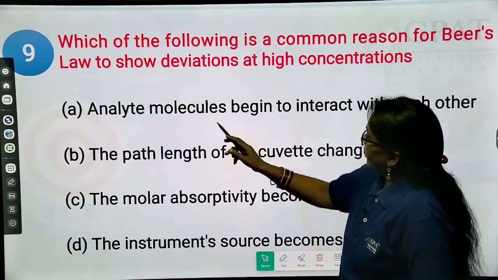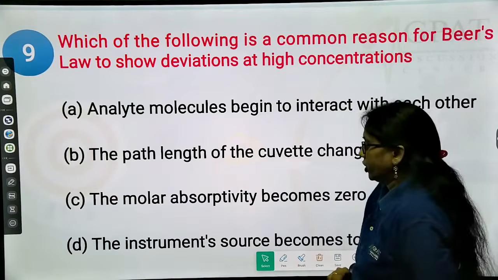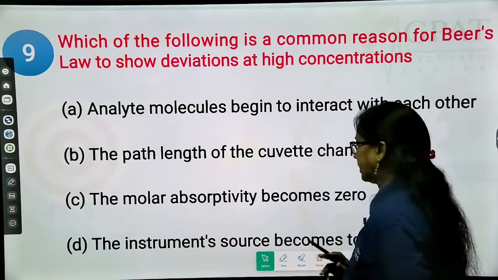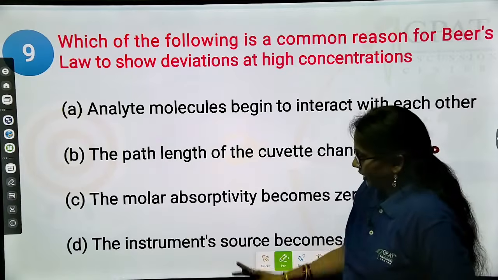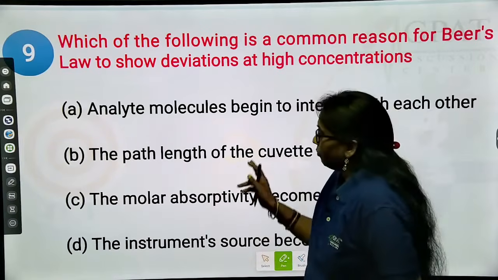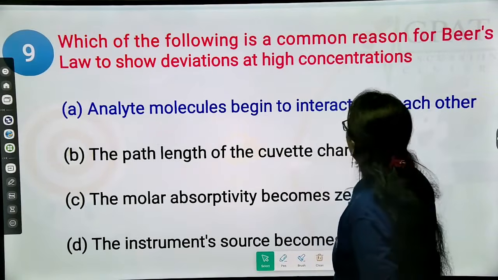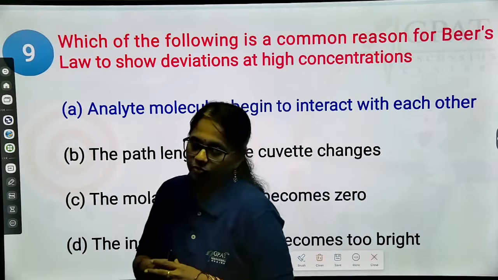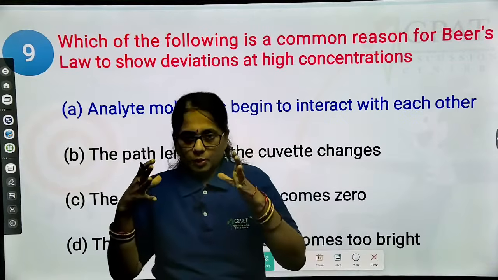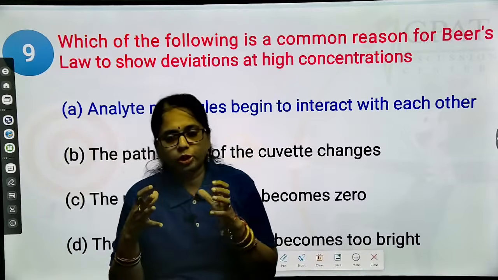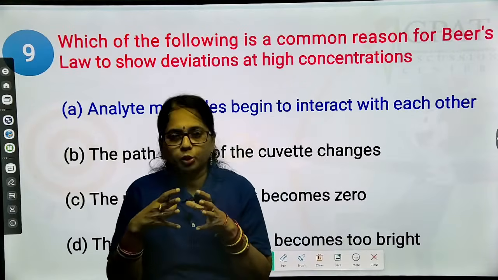Let us see the options. Analyte molecules begin to interact with each other. Definitely. The path length of the cuvette changes. No. The molar absorptivity becomes 0. No, not at all. The instrument source becomes too bright. Not a relevant answer. This one, only the option A. If you see, analyte molecules begin to interact with each other. That means whenever the concentration becomes high, what happens? The space between the atoms is going to get very close. So intermolecular forces are going to be there.